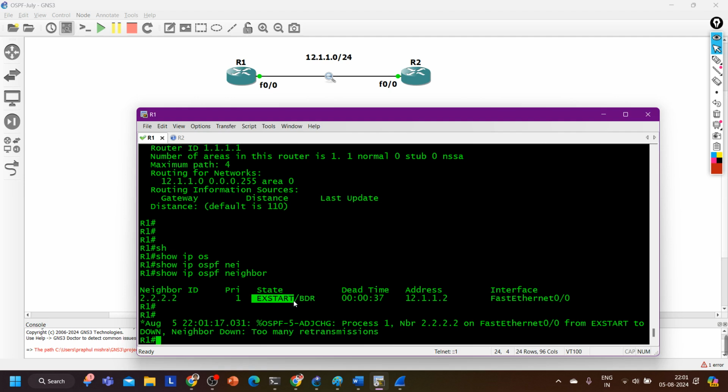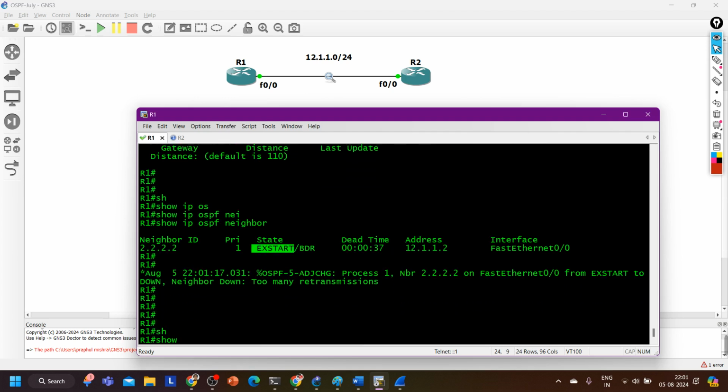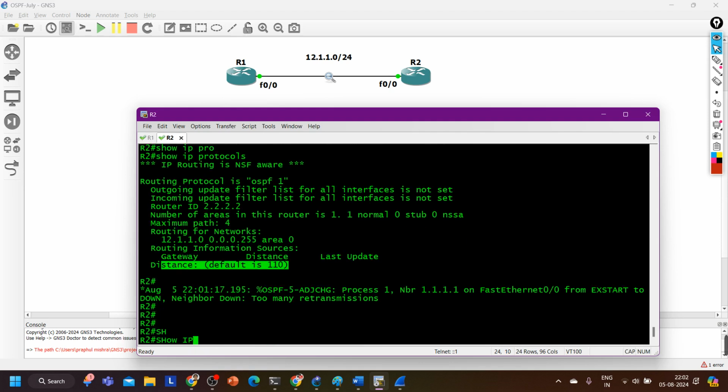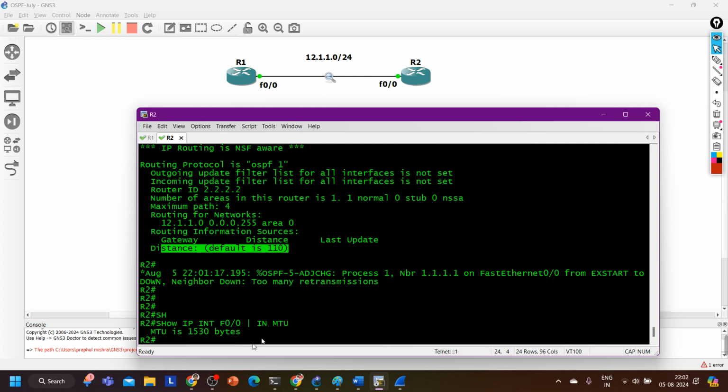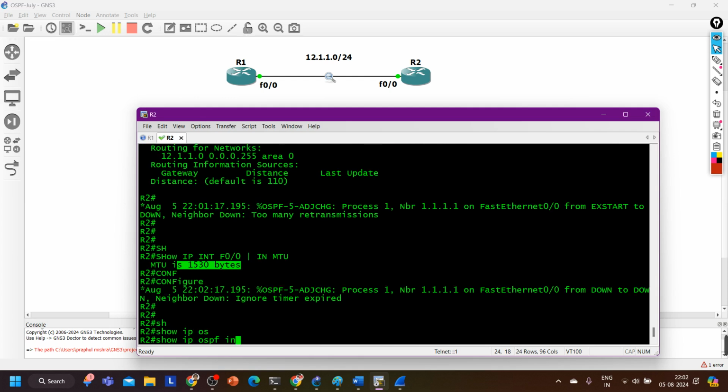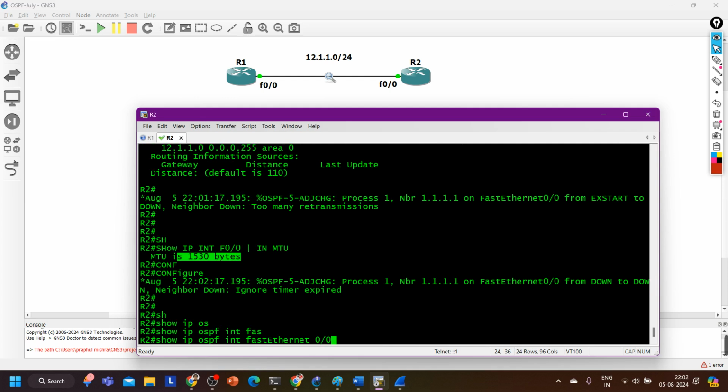If OSPF neighborship is stuck in ExStart state, guys, 90% chances it is MTU mismatch, right? And to verify the MTU, simply I can run the command show ip interface f0/0 | include MTU. MTU over here is 1500 bytes, and on router number 2, show ip interface f0/0 | include MTU. MTU over here is 1530 bytes. So this is the issue.